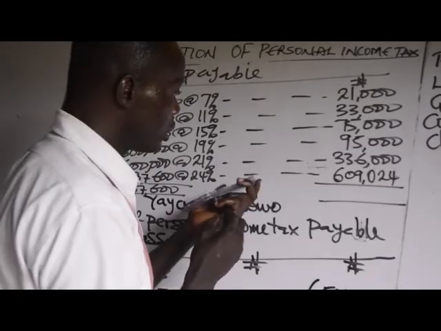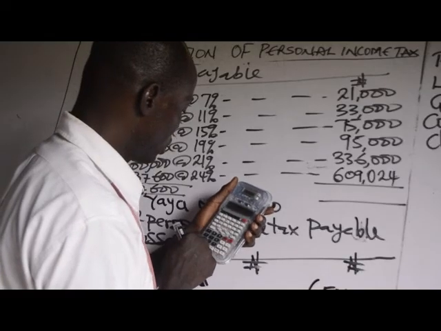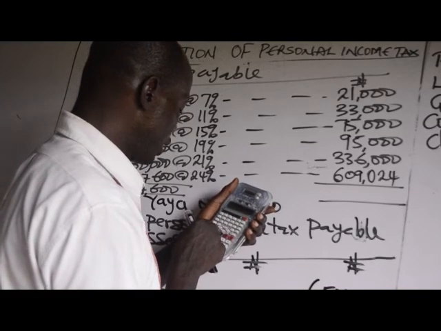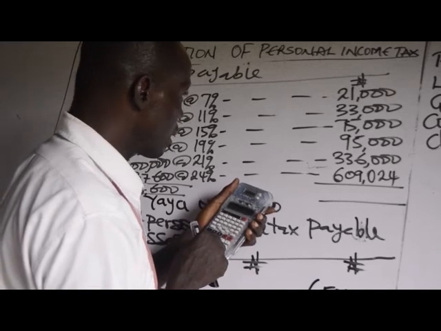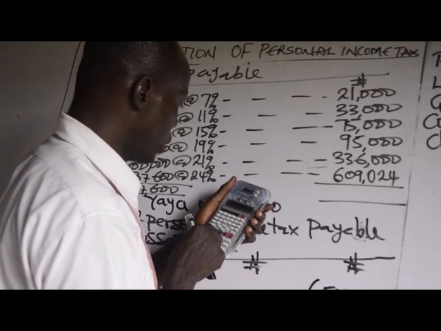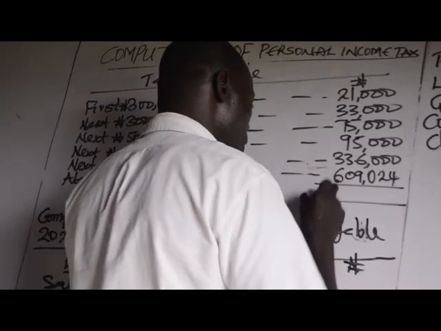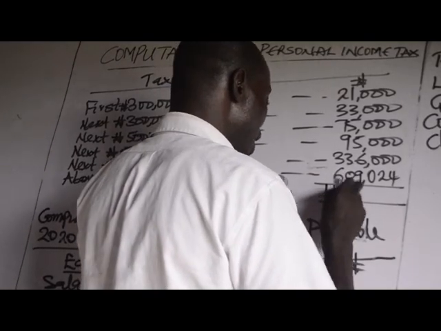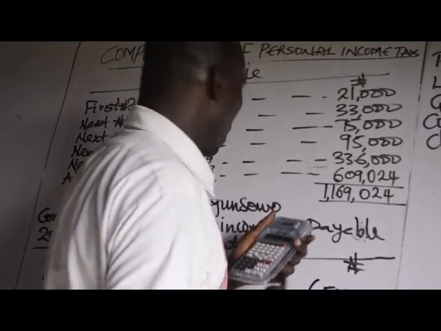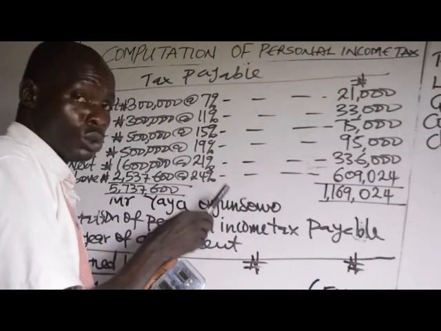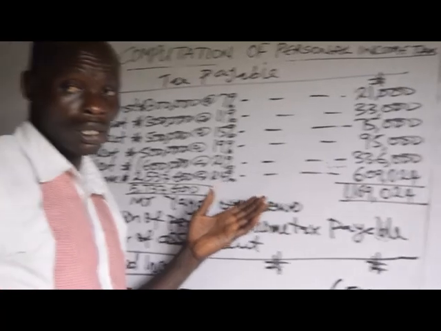Now, how much is the total tax payable? Let's sum this up: 609,024 plus 336,000 plus 95,000 plus 75,000 plus 33,000 plus 21,000. That gives us 1,169,024. That is the total tax payable by Mr. Yaya Ogunsowo. This is the end of my presentation on this topic.